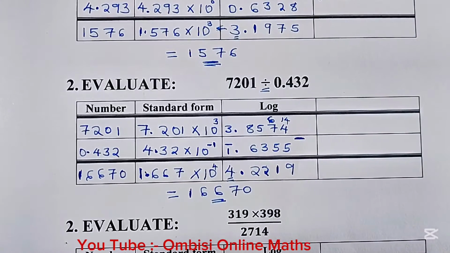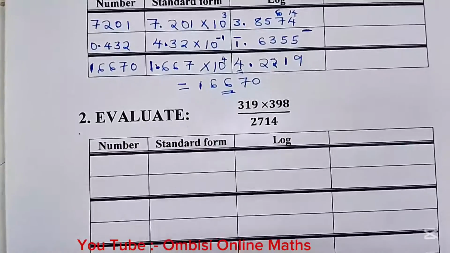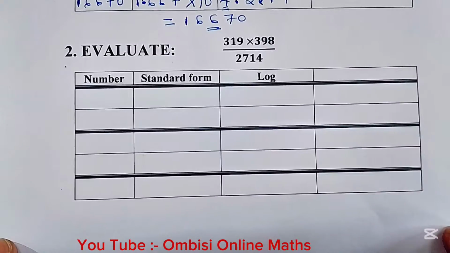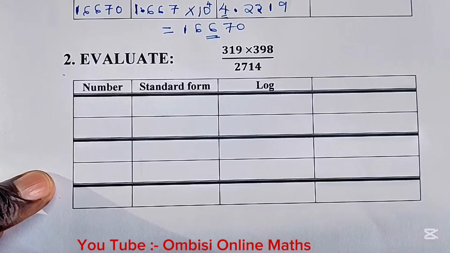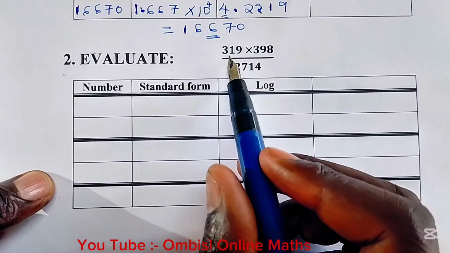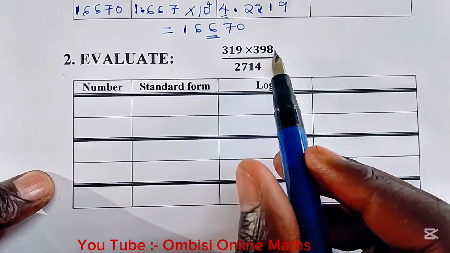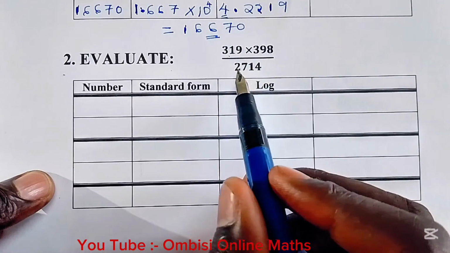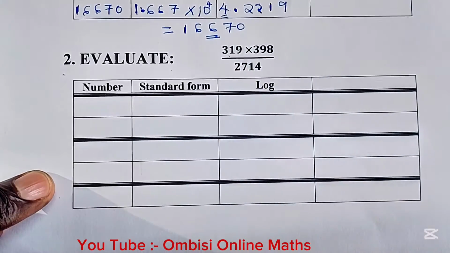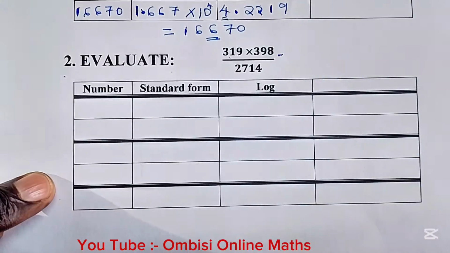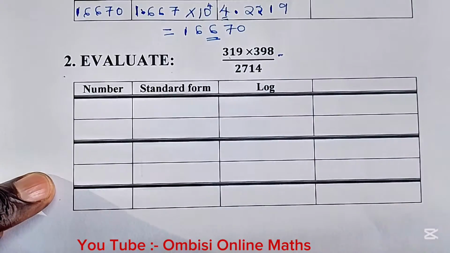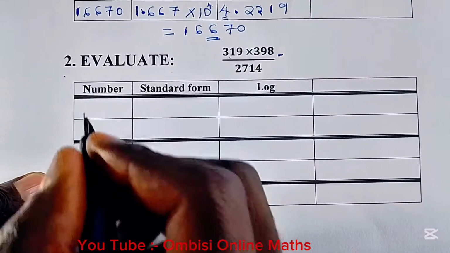Now we go ahead and also try to evaluate this third sum that you have here. It says 319 multiplied by 398, all of it divided by 2714. So how do we approach this one? We are going to start with the numerator first. It has a multiplication.